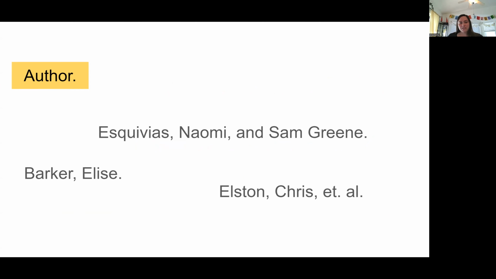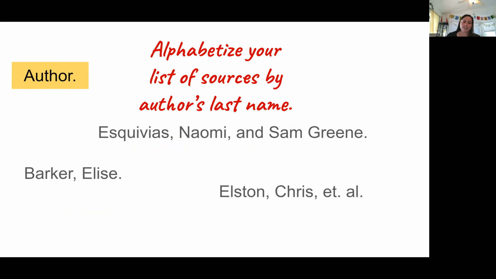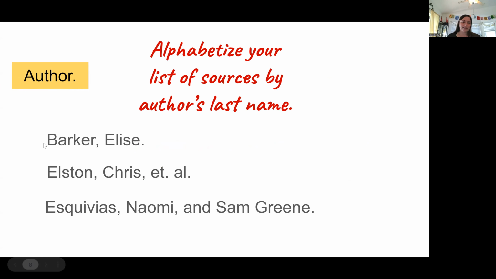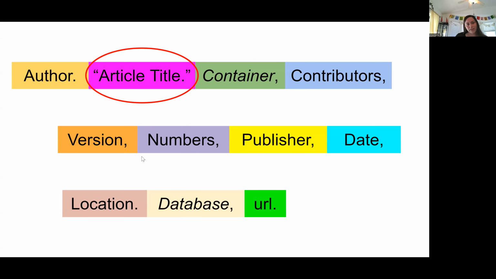Let's say you have all of these authors in your list of works cited. The way that you set up your citations is that you alphabetize your list of sources by the author's last name. So that would look like this: B comes before E, EL comes before ES. So that's how you alphabetize your authors.